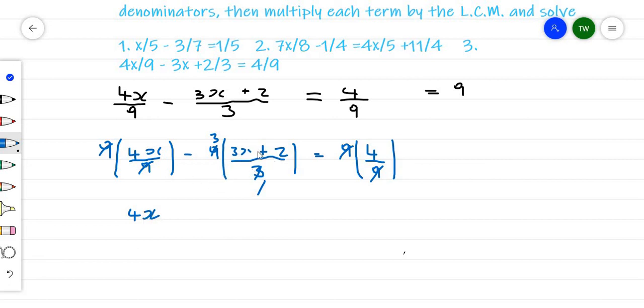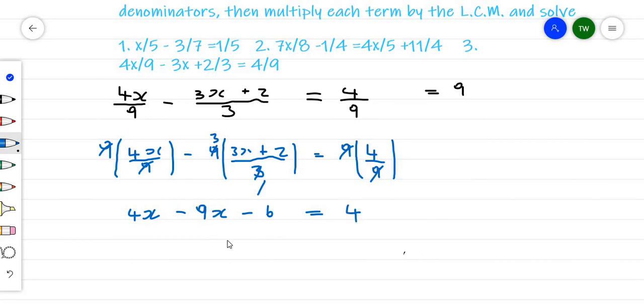Now, because this term here is 3x plus 2, we have to apply the distributive law. Note that outside of this bracket, it is -3. So you have to take that into consideration. So we're going to multiply each term inside of the bracket by -3. So -3 times positive 3x, that's going to give us -9x. And -3 times positive 2, that's going to give us -6, which is equal to 4 here.